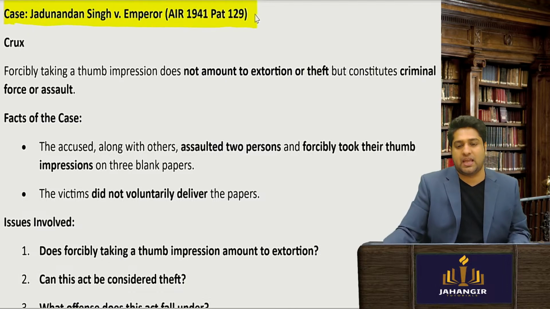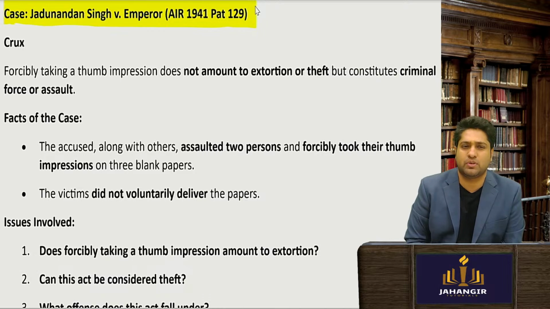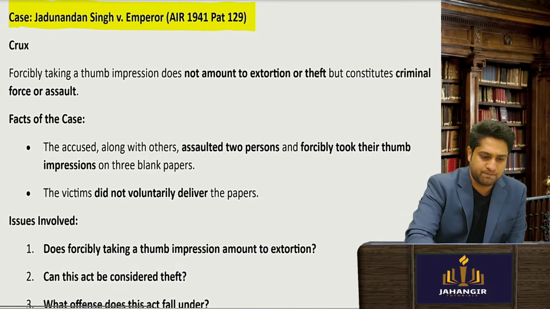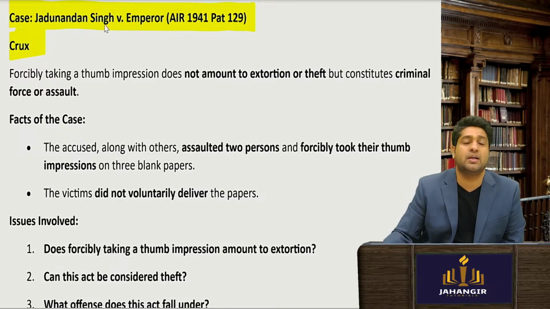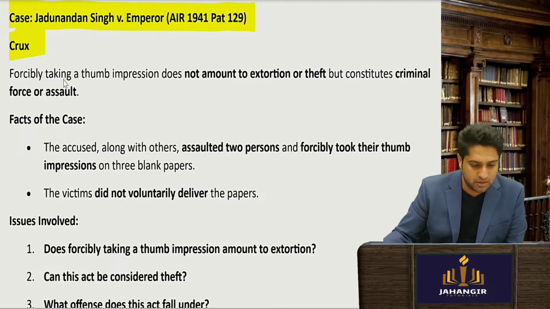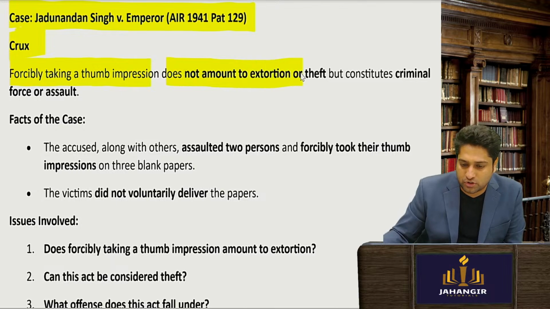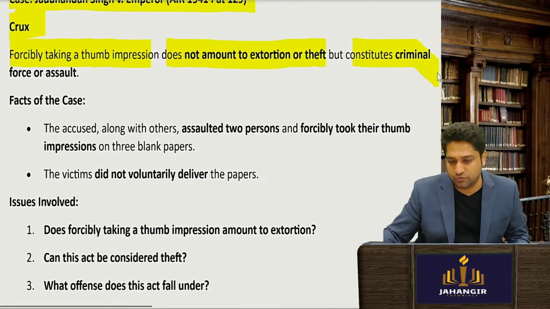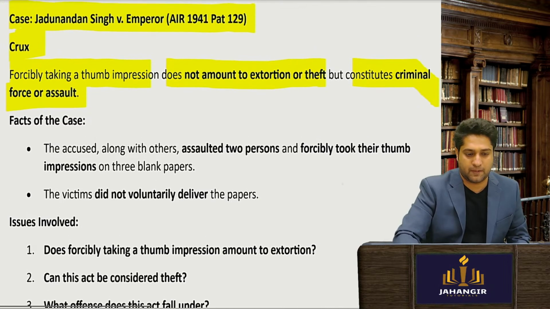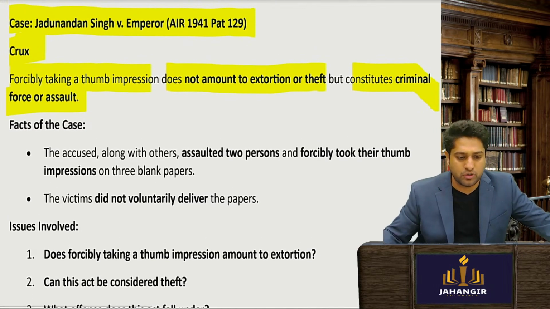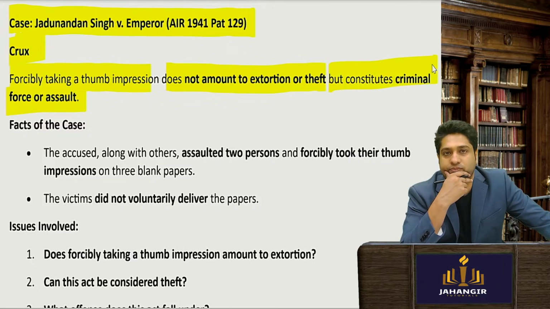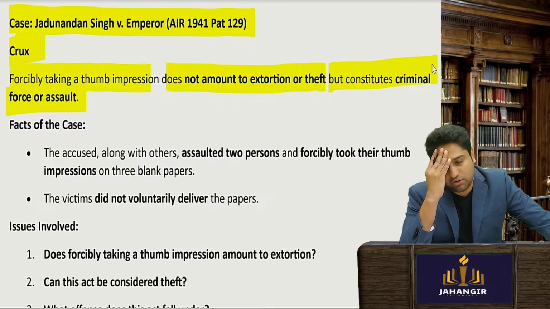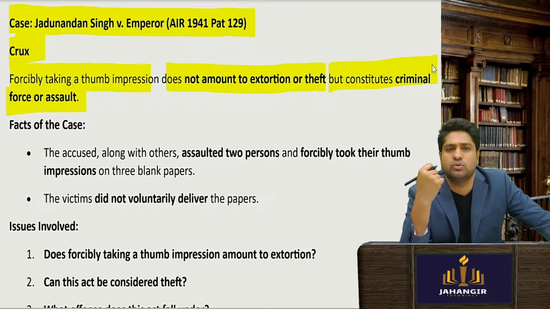Jagdunan Singh versus Emperor. Okay, now let's see what was the crux of the case. Very, very simple. The case was Jagunanandan Singh versus Emperor, that forcibly taking a thumb impression does not amount to extortion or theft, but constitutes criminal force. Now you tell me, what is this? Forcibly taking a thumb impression does not amount to extortion. How does this happen? It amounts to assault.